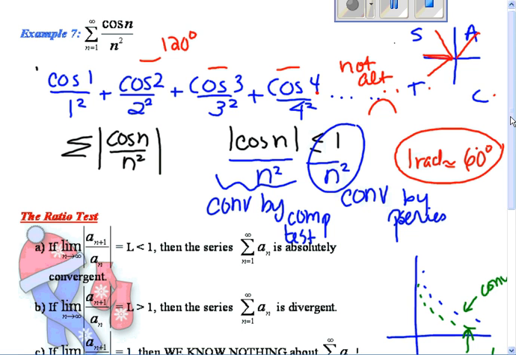Now, because the absolute value of this converges, what do you think about the original one? It converges. That's the theorem that says it's absolutely convergent. So if you get negatives, you want to try an absolute value and see if you can get the absolute value to converge.